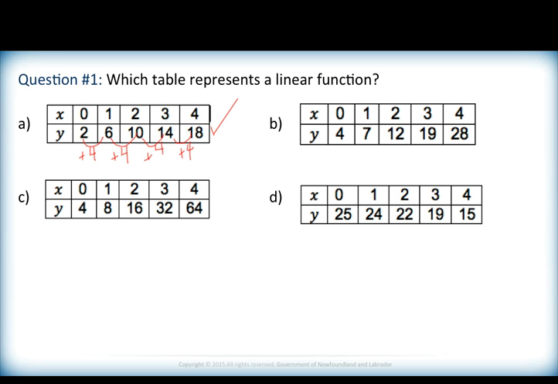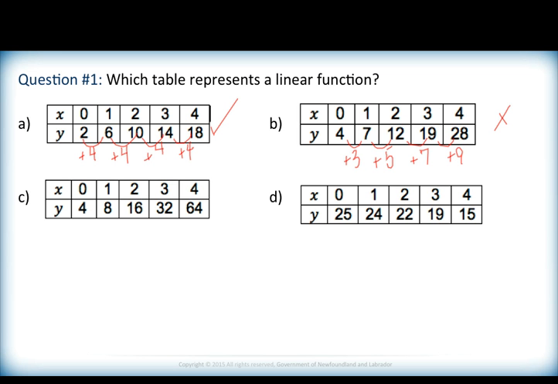4 to 7, we're looking at a positive increase here of 3. 7 to 12 is positive 5. 12 to 19 is positive 7. 19 to 28 is a positive 9. So if we had to look at it, it is not going up by the same amount all the time, therefore it is not constant. It's constant here because each one is increasing by 2, but we need the first level to be constant. So that one there would not be an option.